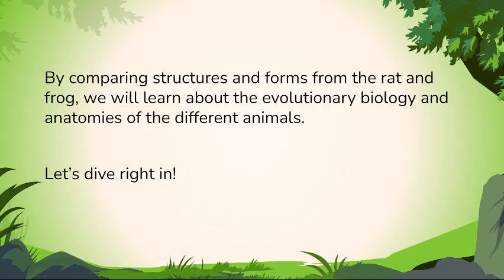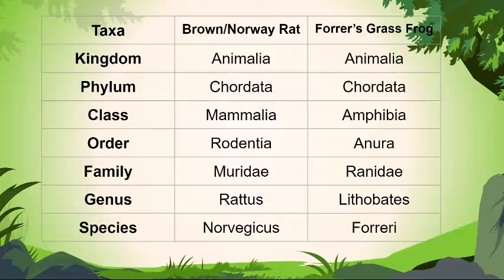So with this lab, we're comparing the structures and forms of the rat and the frog, and by comparing these two, we'll learn about the evolutionary biology and anatomies of the different animals. In comparing the two, we can see from their taxa that they're both animals, obviously, and both chordates, but that's where the similarities end, because the rat, the brown or Norway rat, is a mammal, and Forr's grass frog is an amphibian, and from there they get more and more diversified to the species that they are today.